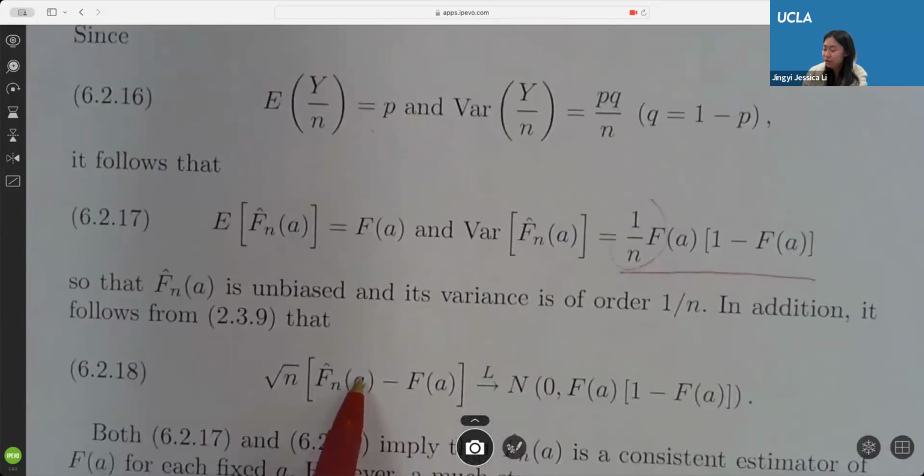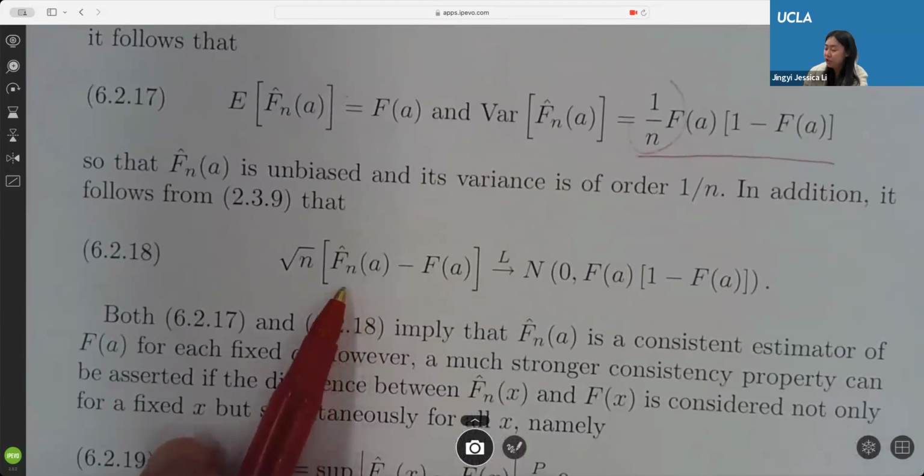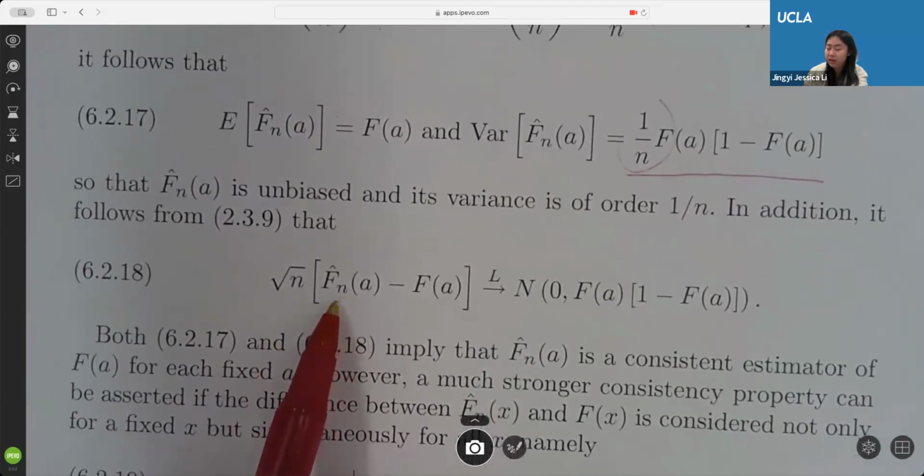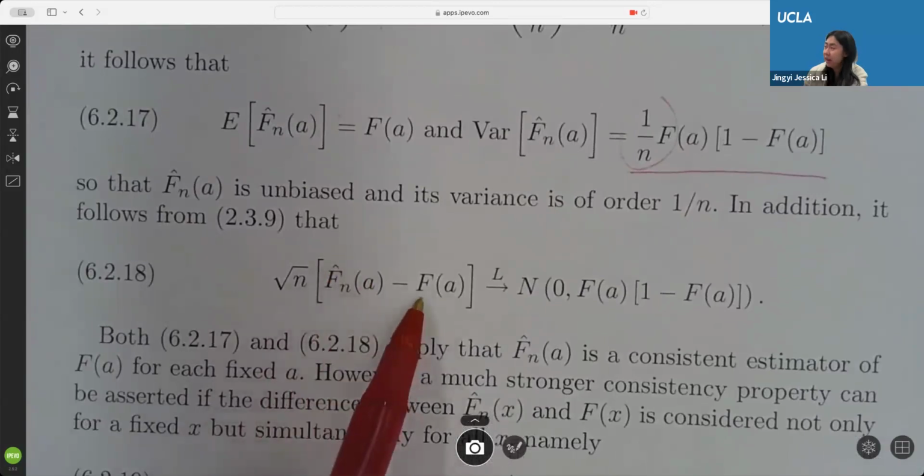We can apply the central limit theorem, by just multiplying the difference between the empirical CDF at A and the population CDF, the true CDF at A.